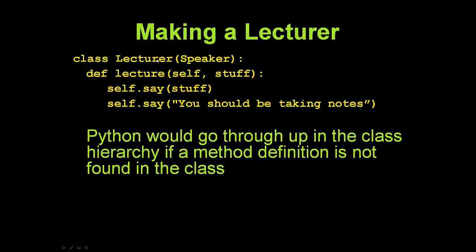So this is how you do it. A lecturer inherits from speaker, and then you can lecture. And when we do that, you call self.say. But say is not here, so Python will go up the class, which means you go up to the speaker class and look for say, and it finds it, and then you will say stuff. And then after that, you will say you should be taking notes.